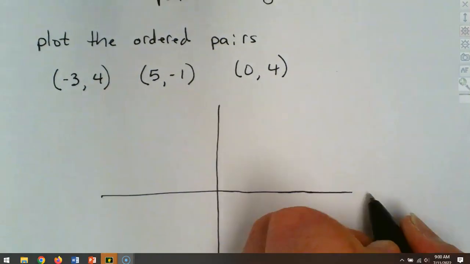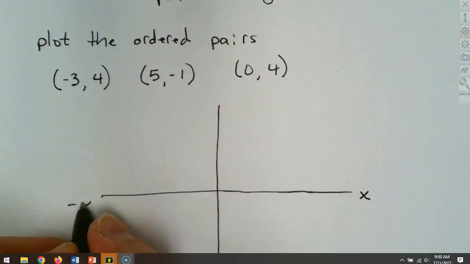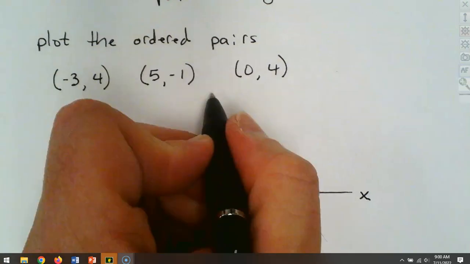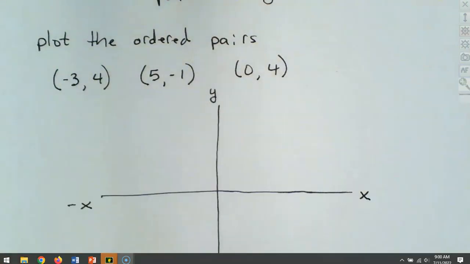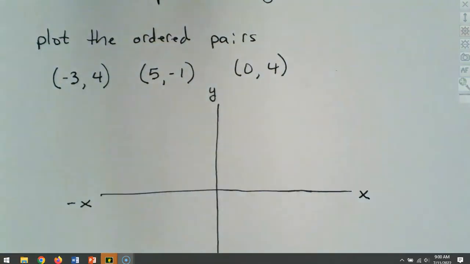And remember, this is your x-axis. So this is positive x, this is negative x, and this is positive y, and this is negative y. All right, we just got started.